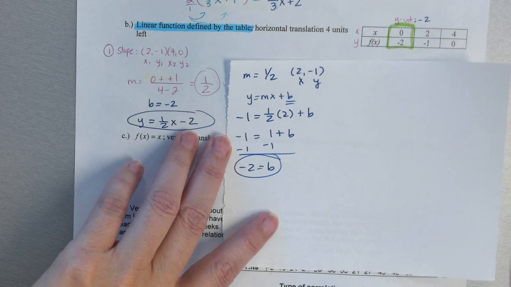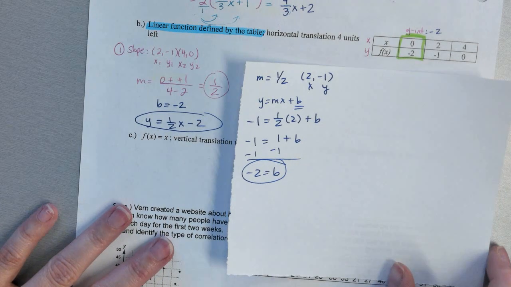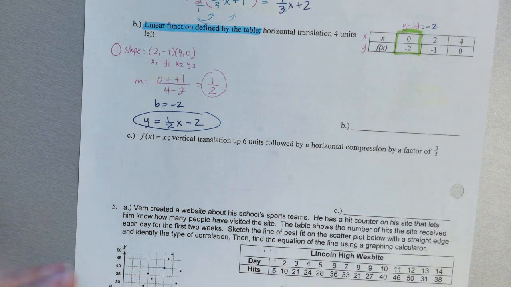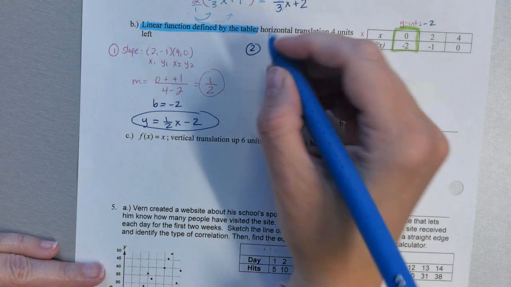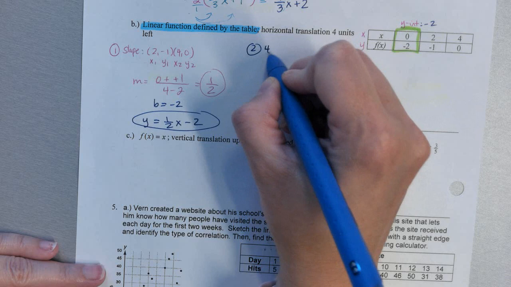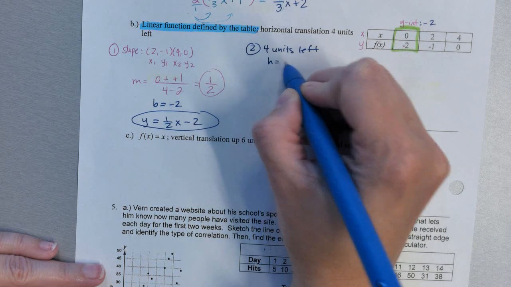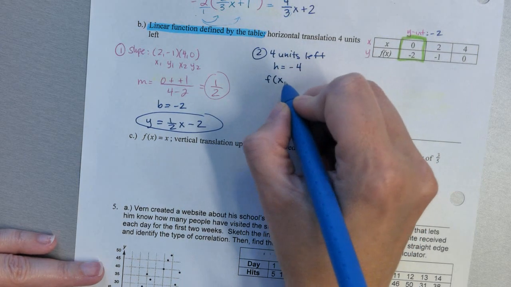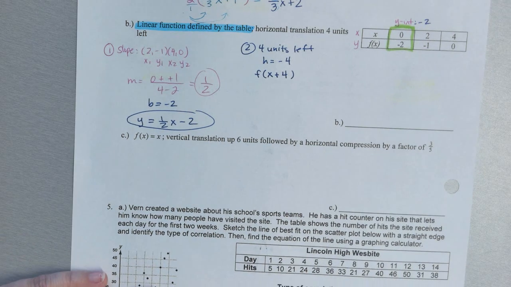Okay, so even if they did give it to you in the table and you didn't recognize it right away, you could still find it. Okay? Ready for step 2? Ready for that transformation? So it's a horizontal translation, 4 units left. So if it's 4 units left, that means your h value is -4. So this is f of x minus -4, which is going to be f of x plus 4.